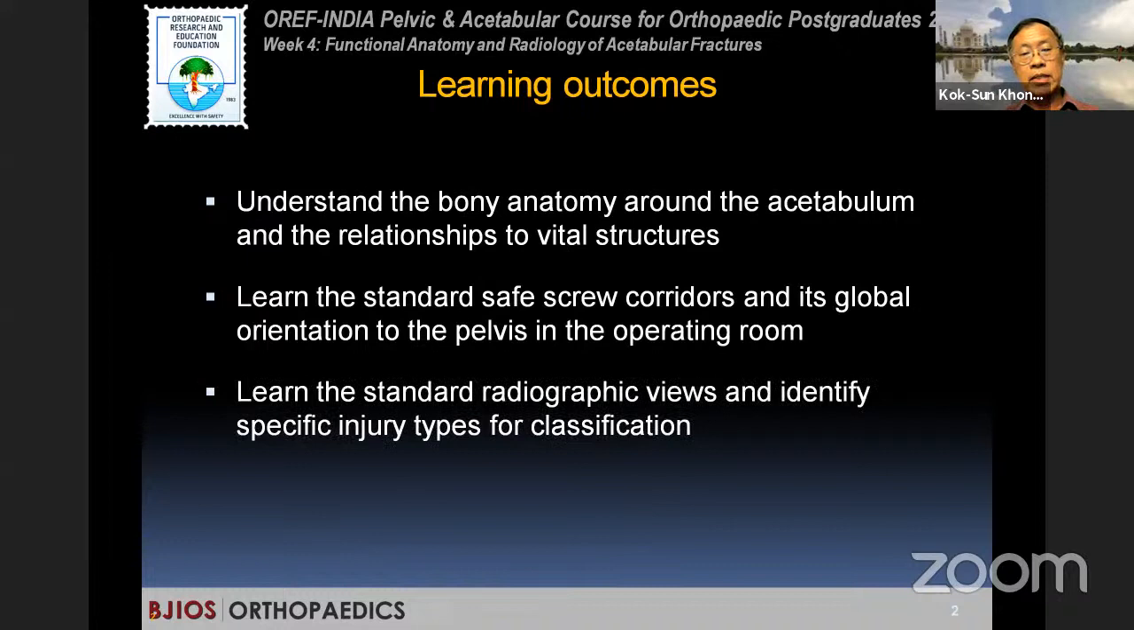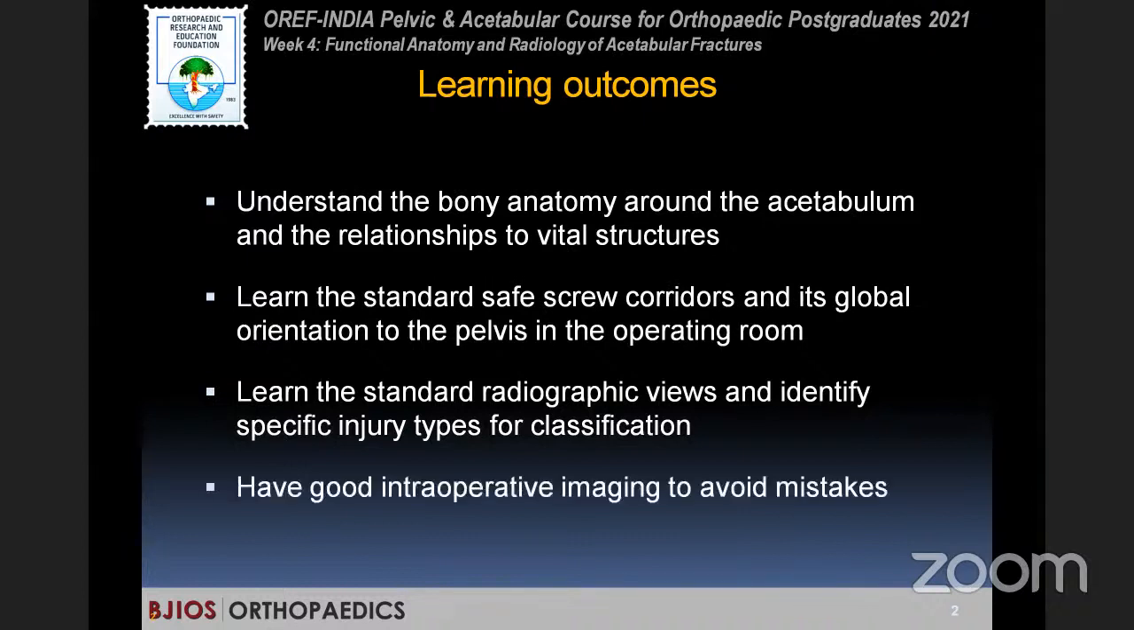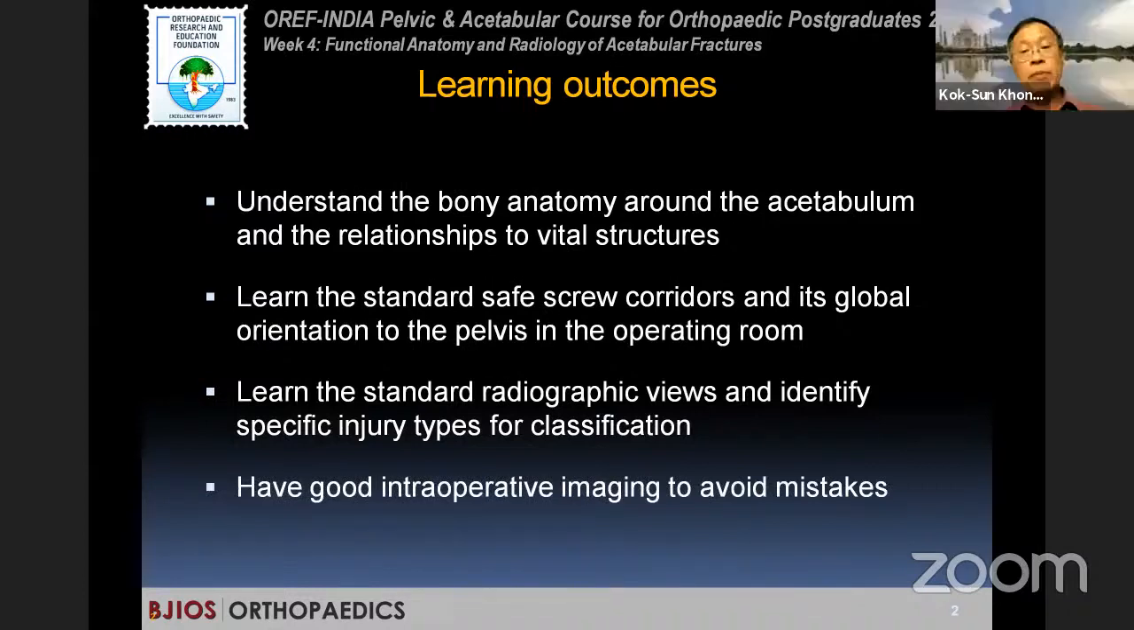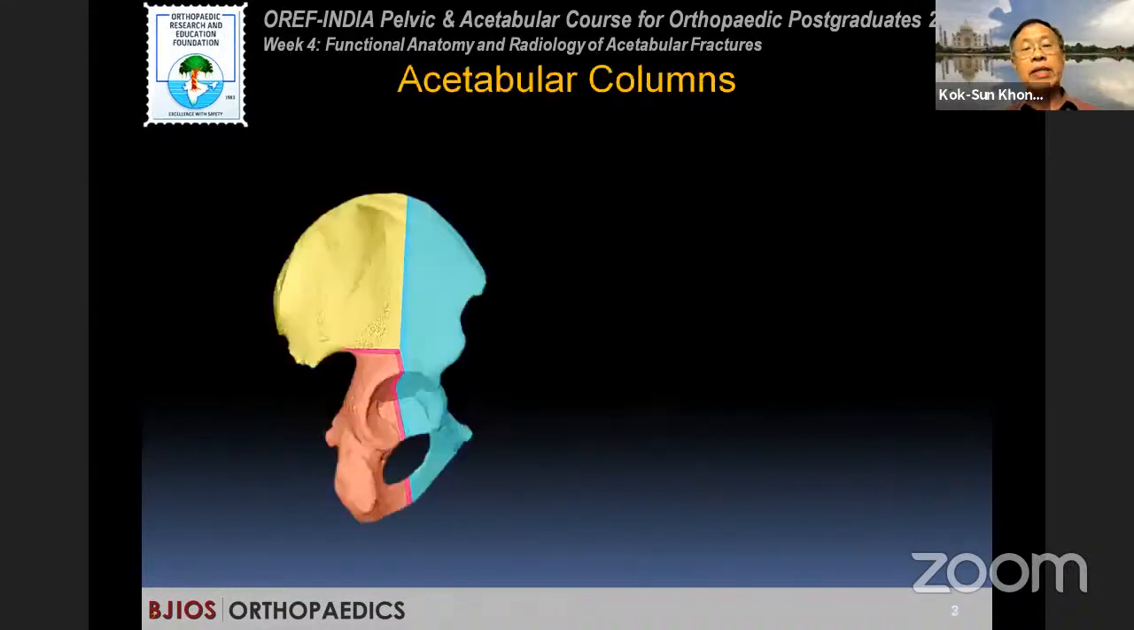You should learn all the standard radiographic rules and identify specific injuries, and then later on in next week's talk, there will be a classification exercise. And don't forget that you need the intraoperative imaging during surgery, to avoid mistakes by putting implants in dangerous areas. Let's start with the anatomy.